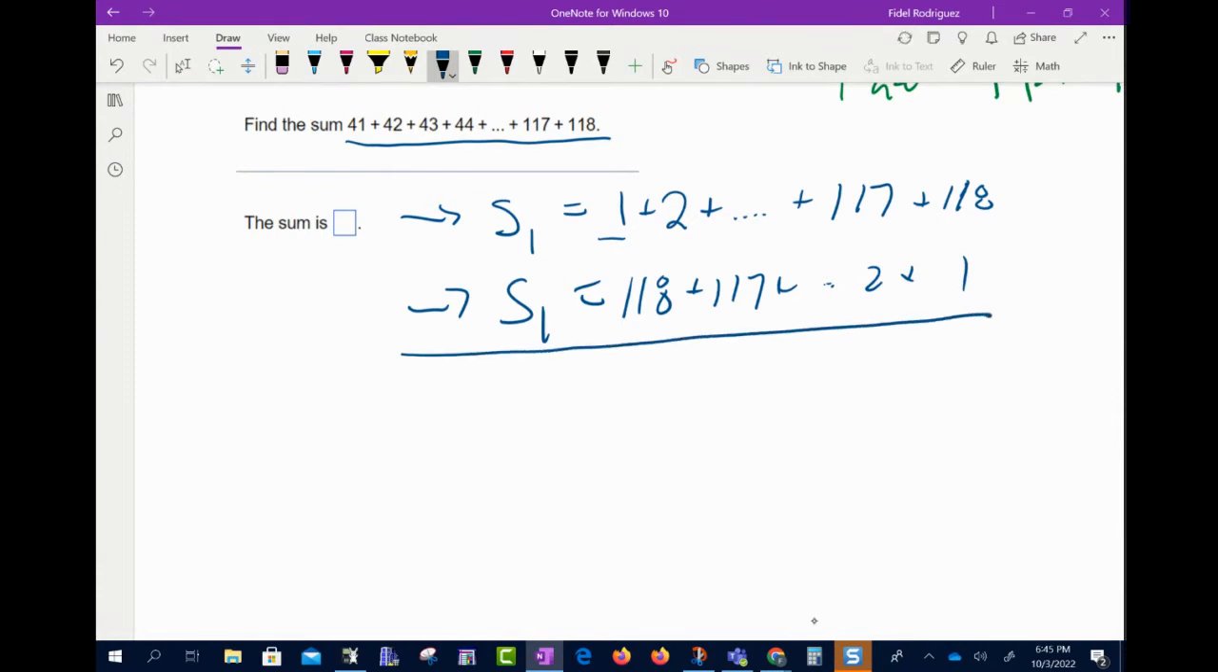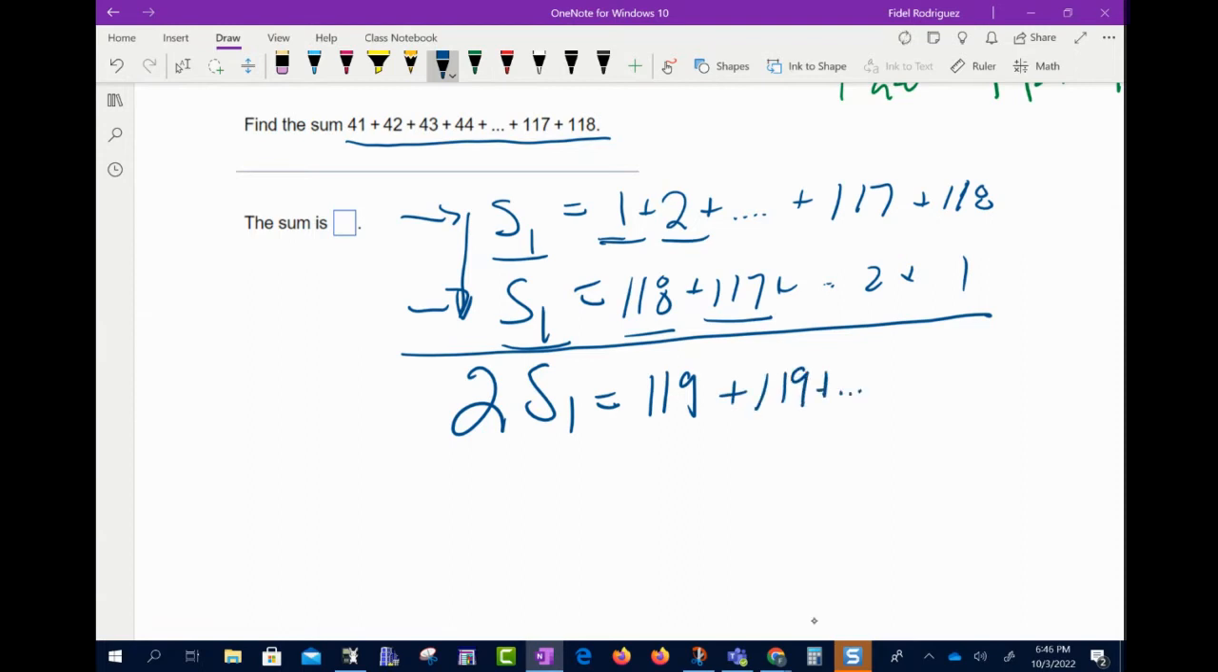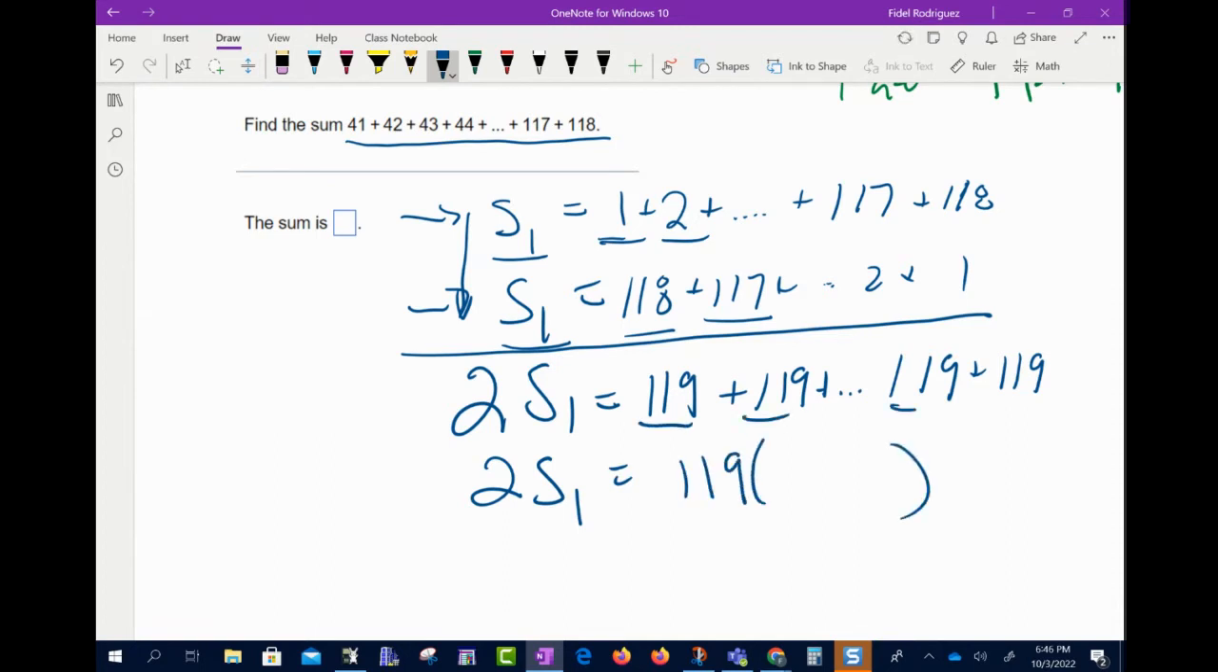And then what we would do is we would add straight down. So someone and another someone, excuse me, would actually give me twice that sum. And if I add 1 and 118, that's going to give me 119. And if I add 2 and 117, that's also going to give me 119. And we're going to keep getting 119 as we go along. So then we would say, look, this is 2 sum 1, and we're really taking the number 119 and we're adding it up so many times.